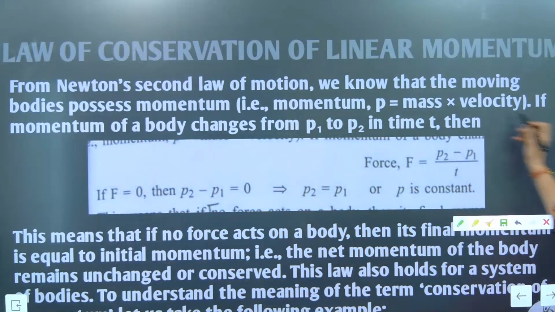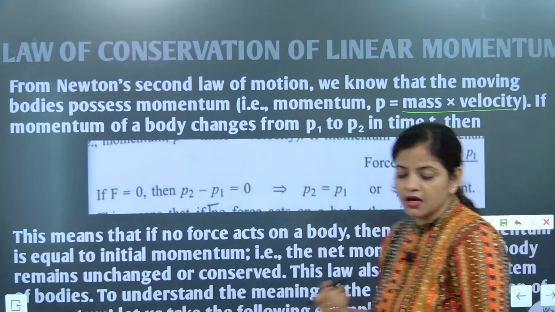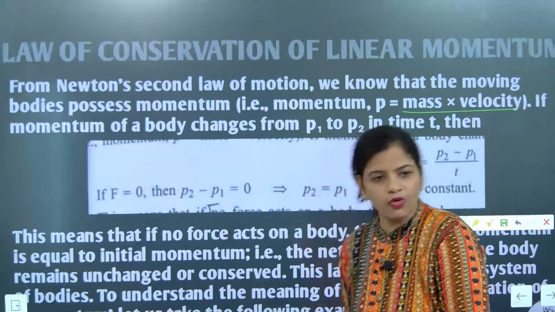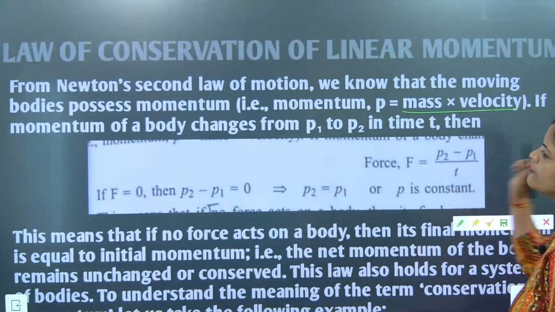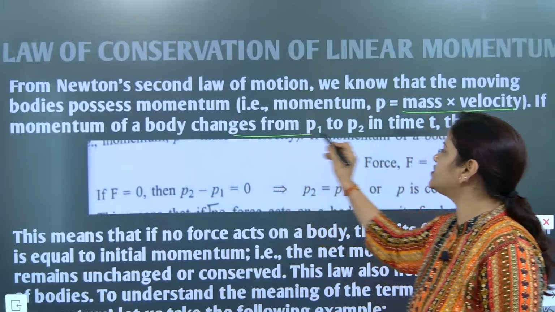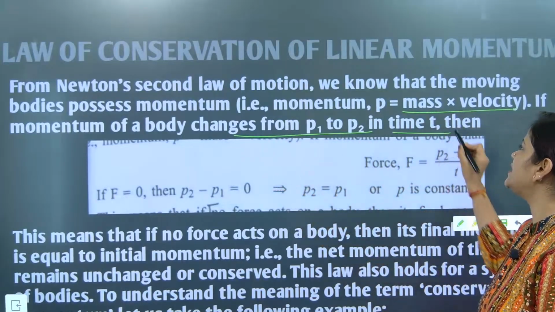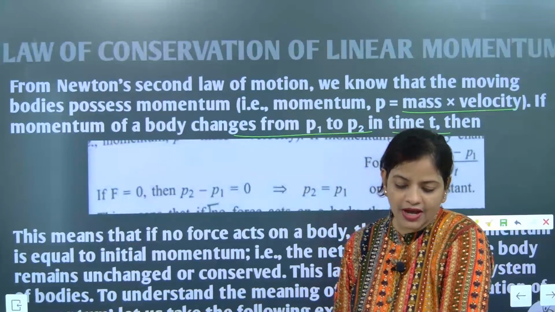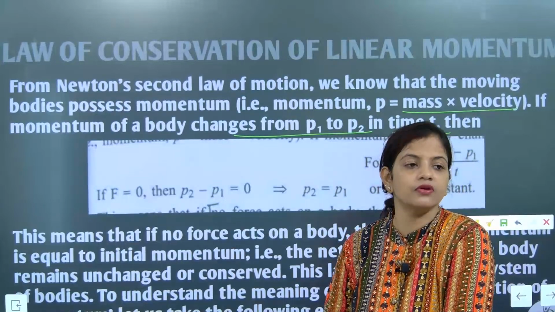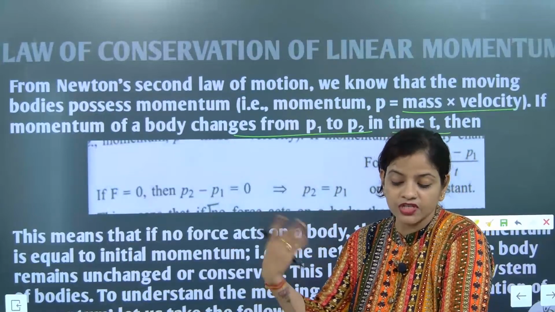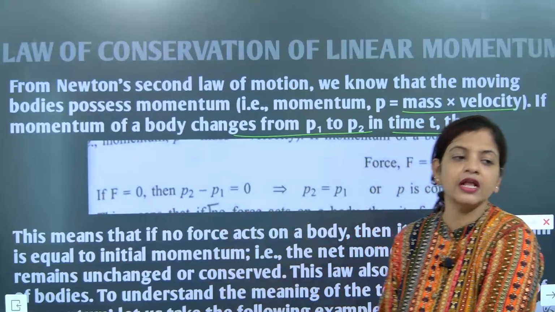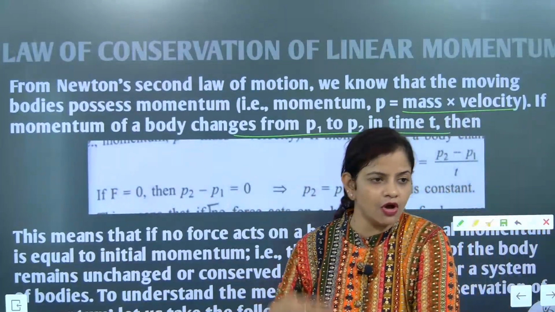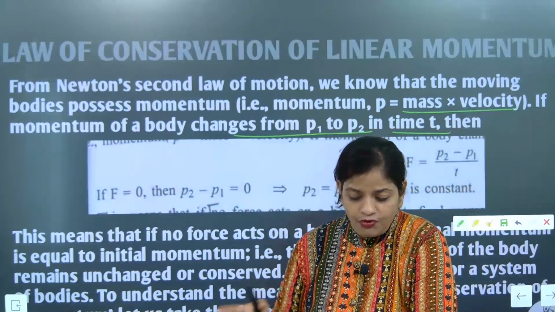Now, beta, we'll go for the next part. Mass into velocity is momentum. We already studied that, not a big deal. Now, if the momentum of a body changes from P1 to P2 in time t, then what exactly will the force be? P2 minus P1 is the rate of change of momentum according to the application of force.